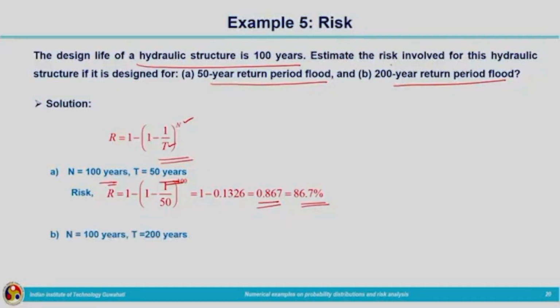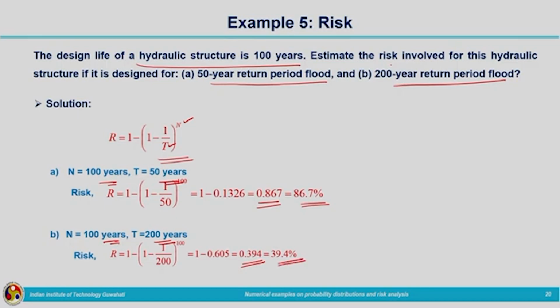So we can solve the second part. N is equal to 100 years and T is equal to 200 years. So, when you substitute in the expression for R, you can calculate the risk associated with that as 0.394, that is 39.4%.